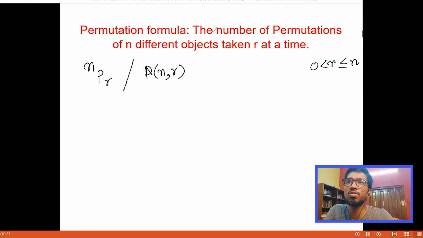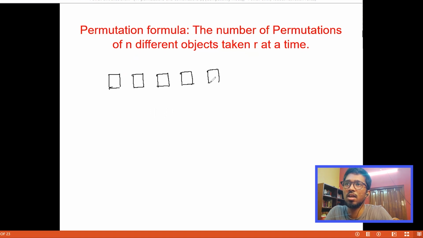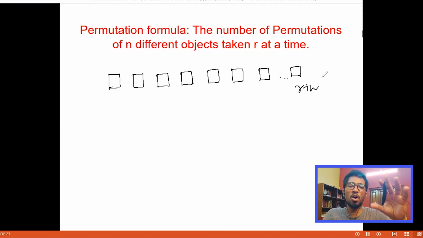So let's understand this first. We have to find the number. Suppose we have n different objects and we are taking r from them, and we are finding the total number of arrangements. As we are taking r from them, there will be r blocks, right? Here I can write we have r number of blocks. This is the first one, and this is the rth block. Total we have n different objects.